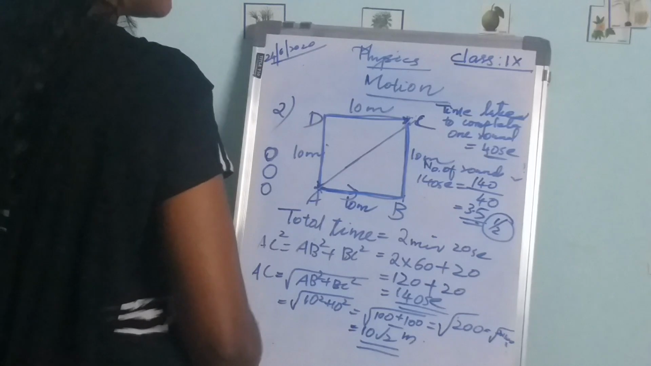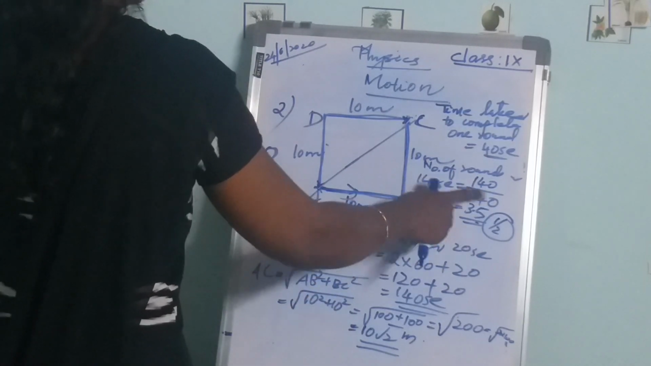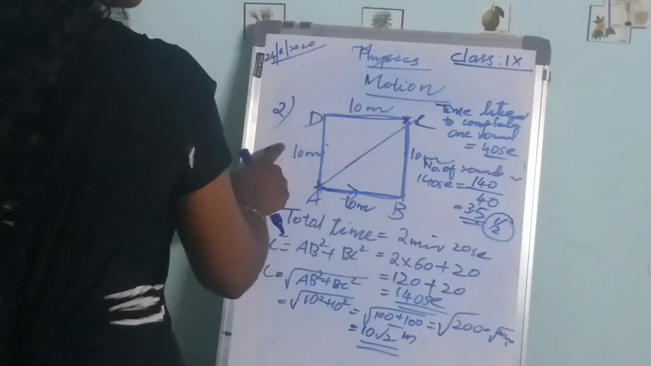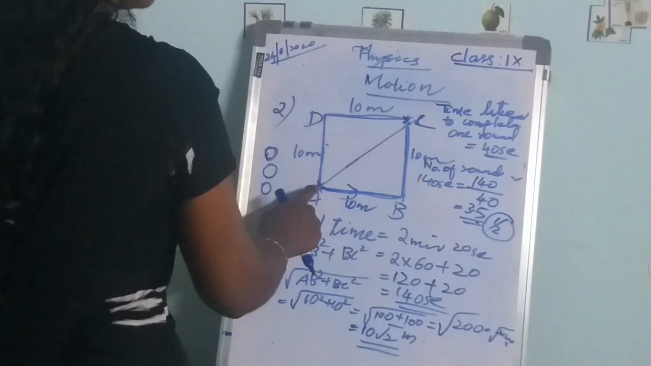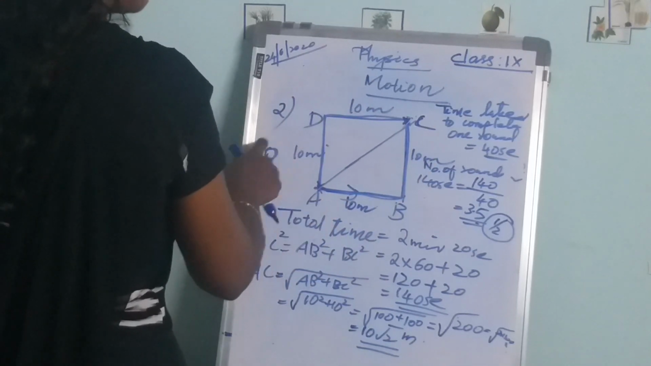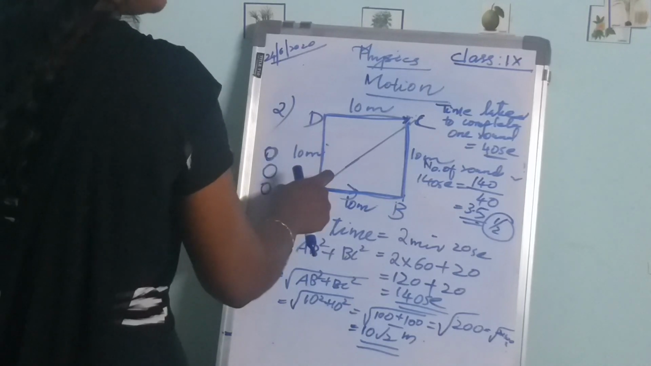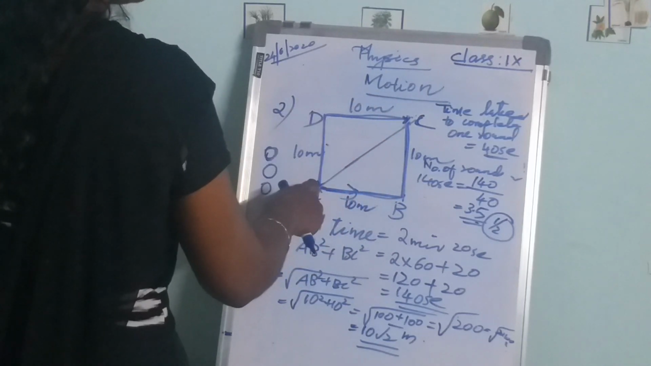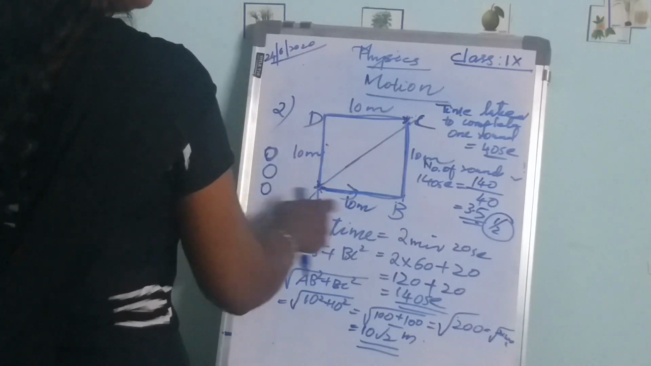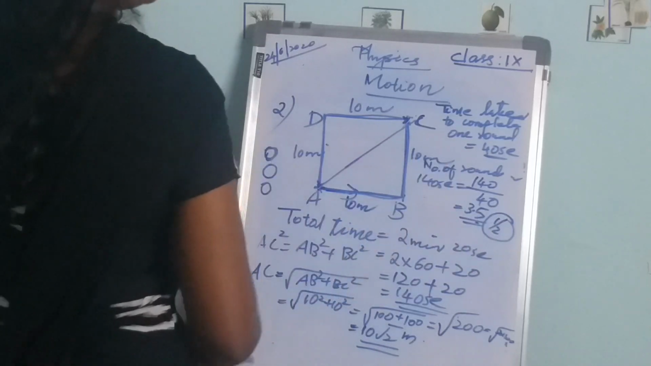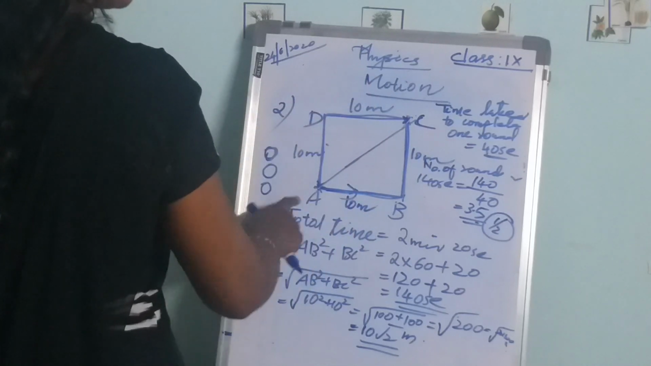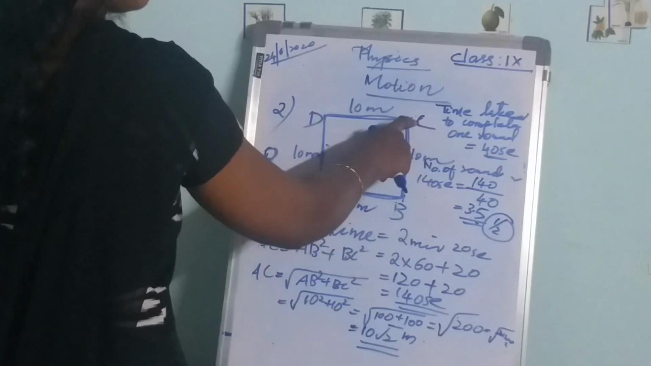For completing one round, that is, starting from A and the farmer reaching A again, the displacement is equal to 0. In the second round also the displacement is 0. On completing the third round, the displacement is again 0. So the remaining round is only half. After completing the half round, the farmer reaches C. So the initial position is A and now the final position is C.